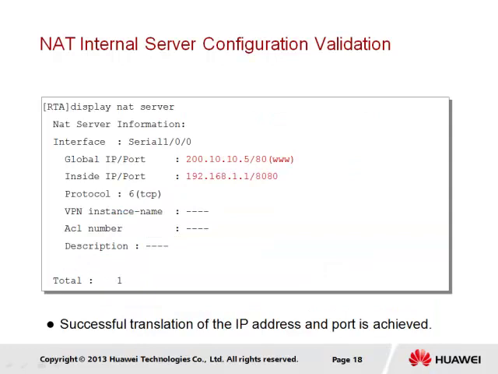We can use the command display NAT server to confirm the configuration has successfully been implemented on the router. In respect of this, we find that the NAT server configuration has been associated with the outbound interface of serial 1/0/0. Traffic being received externally and destined for the public address of 200.10.10.5 with a port number of 80, we find will be translated to the internal private address of 192.168.1.1 with a port number of 8080. We see also here that this translation is only associated with TCP packets, which in the protocol field of the IP header represents a value of 6.